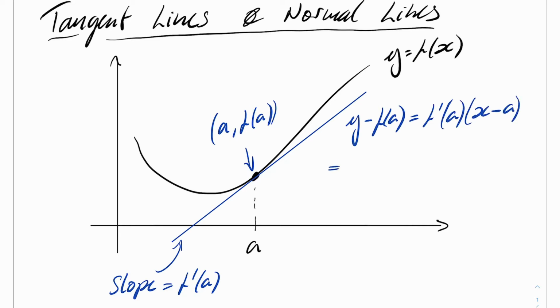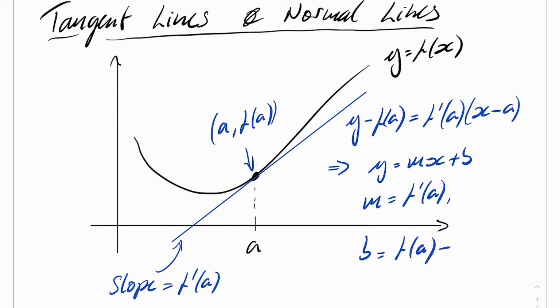Or we can write this in the form y equals mx plus b, where m is just f prime of a and b is f of a minus a times f prime of a.